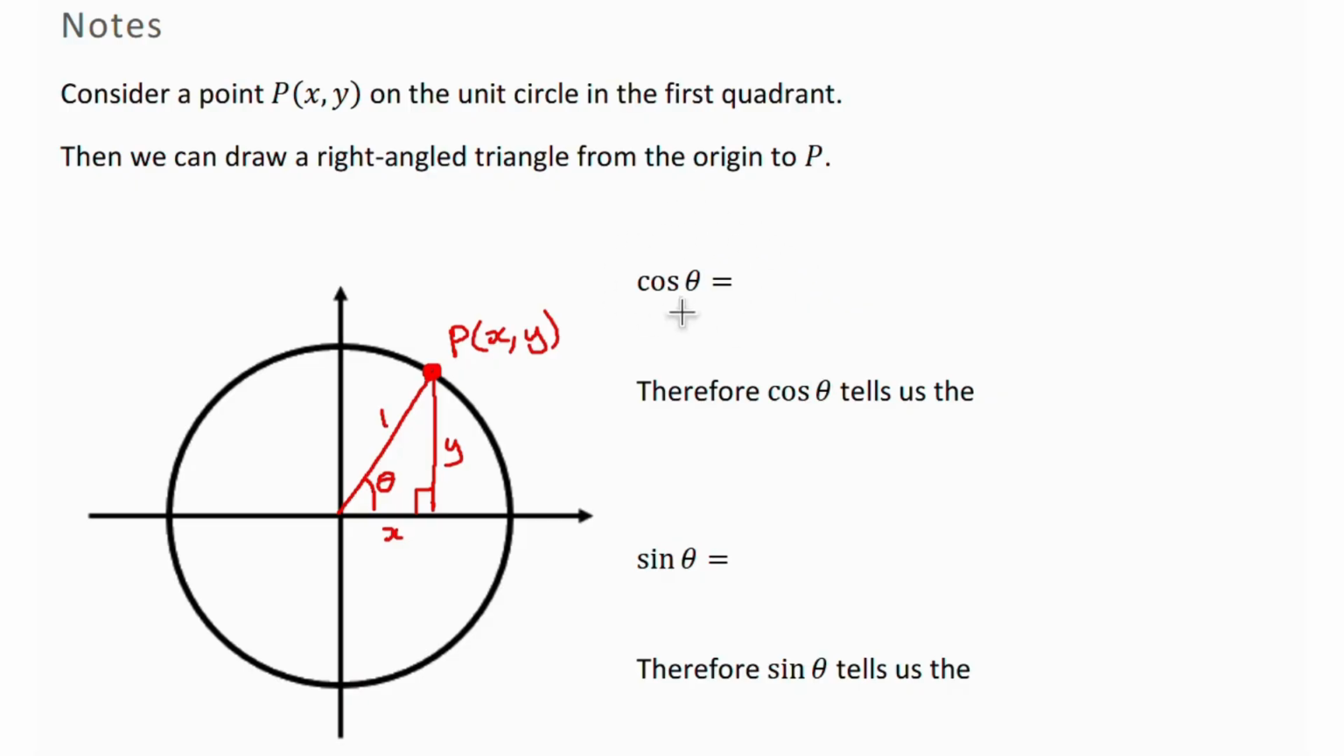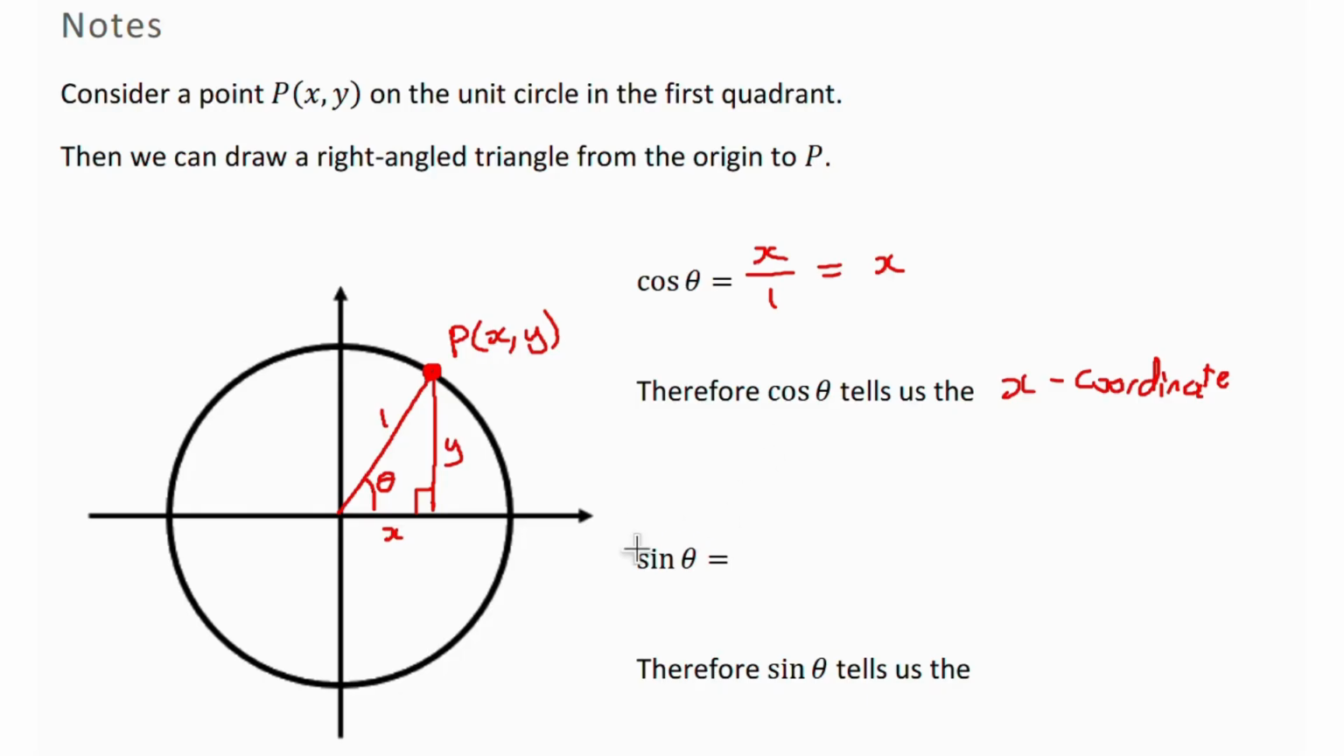But the definition of cos theta is the adjacent over the hypotenuse. So in this case, the adjacent is x and the hypotenuse is 1, which simplifies to just x. Well, what this means is that the x coordinate is equal to cos theta, or vice versa. Cos theta tells us the x coordinate of the point. So if we know the angle, we work out cos of theta, that's going to tell us the x coordinate of that point.